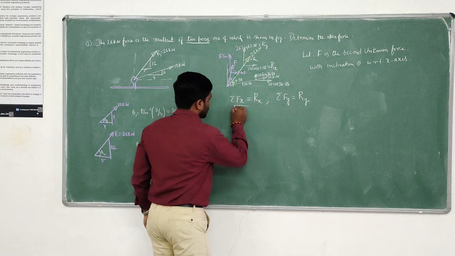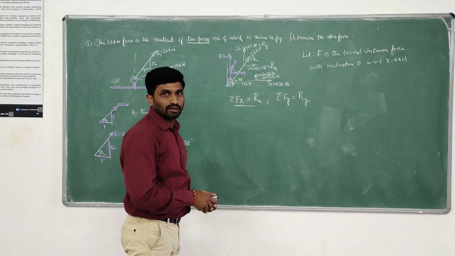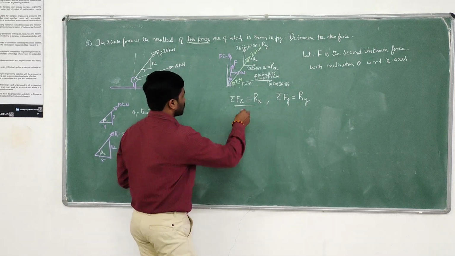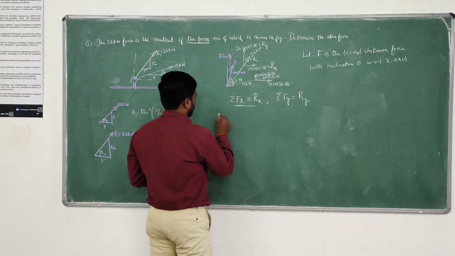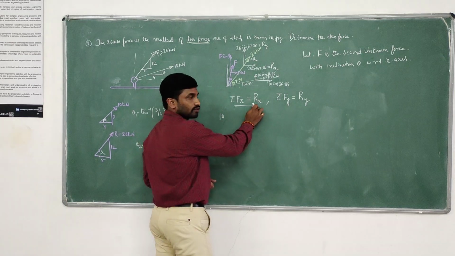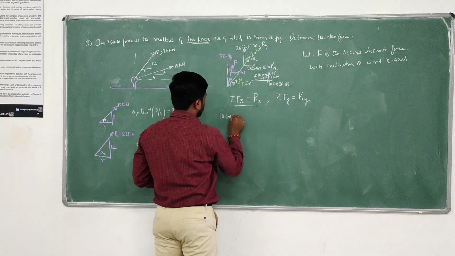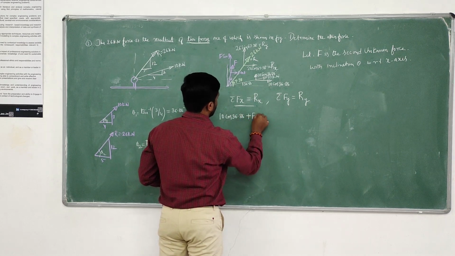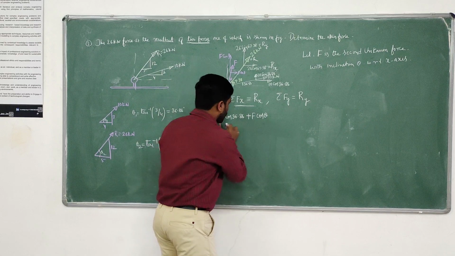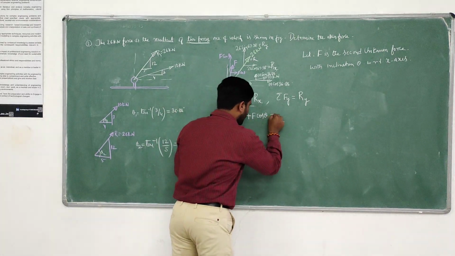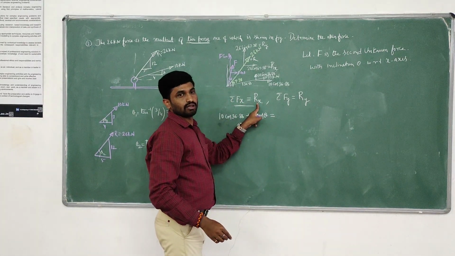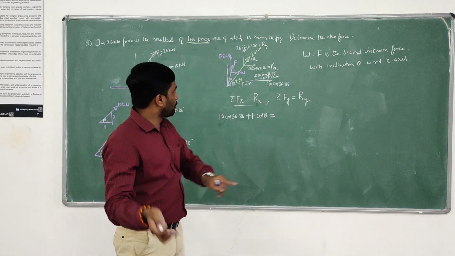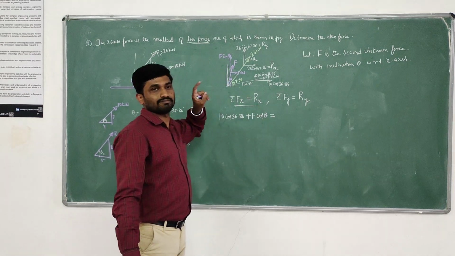So first I will apply this condition, sigma Fx equals Rx. Sigma Fx means the summation of horizontal forces. What is the summation of horizontal forces? Two forces. Therefore 10 cos 36.86 plus F cos theta. This sum of forces is equal to the resultant in x direction, because in this problem the resultant is given. We have to compute the unknown second force F.